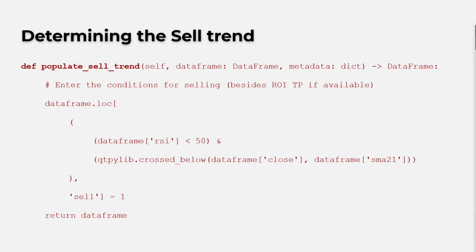The same goes for the sell trend function. Again, I used both indicators to produce sell signals for the configured pairs. Here in this case the RSI should be under 50 and the candle close should be crossing below the 21 SMA to produce a sell signal and to close the position.